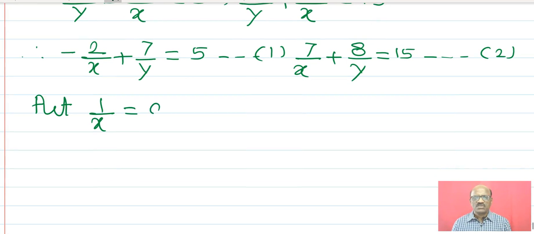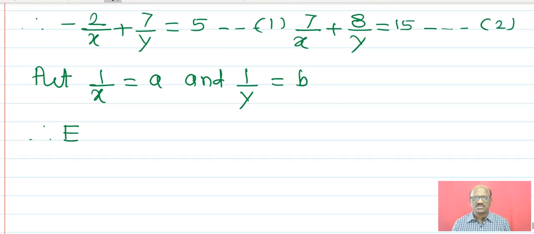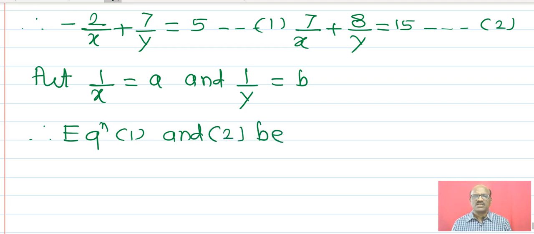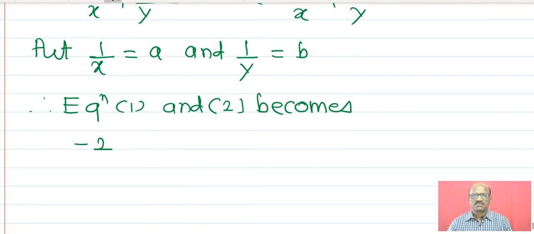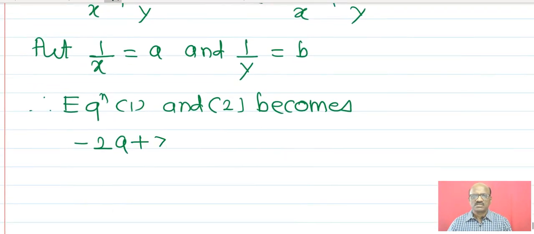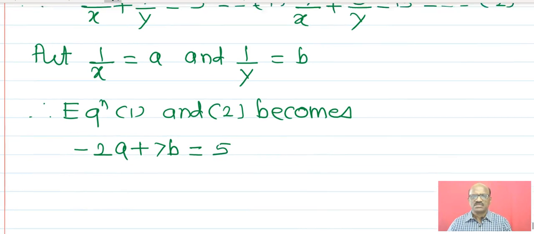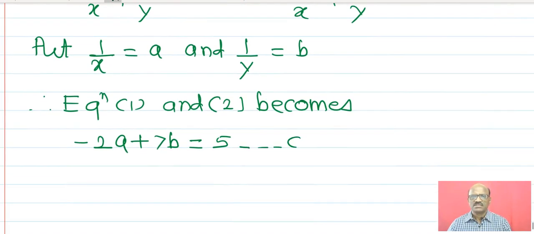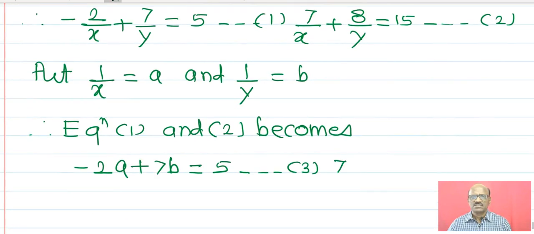Therefore put 1 upon x is equals to a and 1 upon y is equals to b. Therefore the equations 1 and 2 become, that is minus 2a plus 7b is equals to 5 and this is equation 3, and 7a plus 8b is equals to 15. This is equation number 4.